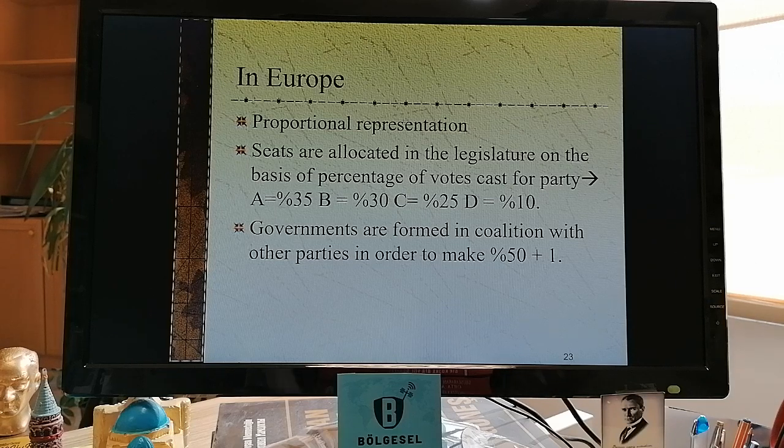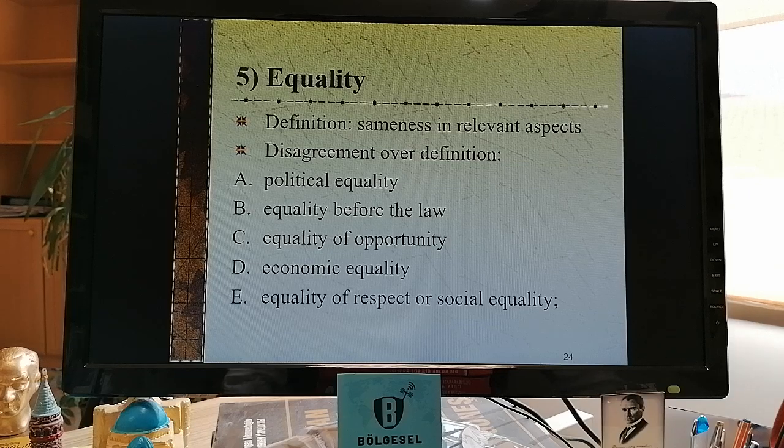On the other hand, in Europe, there is a proportional representation, okay? Seats are allocated in the legislature on the basis of percentage of votes cast for party. You can see, for example, A party takes 5% of the vote, B party takes 30% of the vote, C party takes 25%, and the rest 10%, for example. This is proportional representation. So governments are formed in coalition with other parties in order to make 50 plus 1. So European Union countries always form a coalition government, guys. Coalition government. Koalisyon hükümeti.